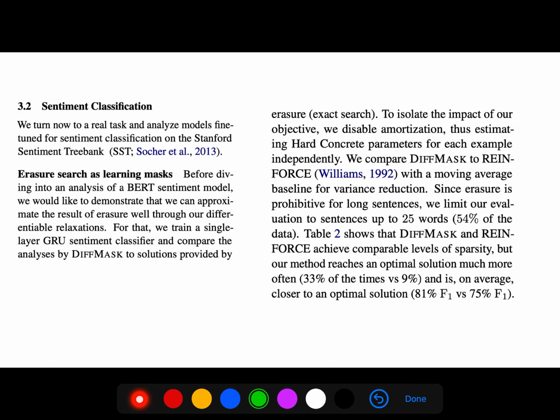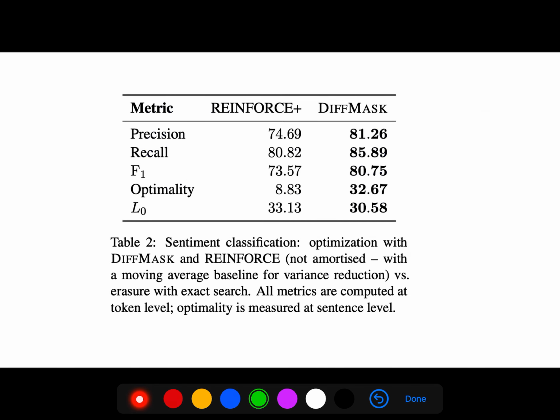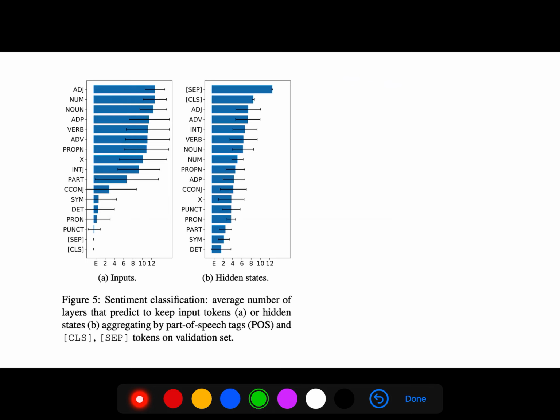And they did some experiments on sentiment classification. Their model is called DiffMask. You see that with a moving average baseline versus Eraser, all metrics are computed at token level. And this is the sentiment classification, the average number of layers that predict to keep an input token.